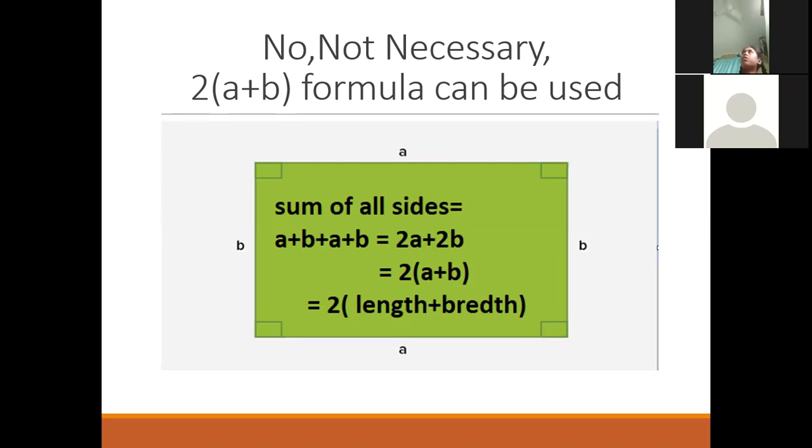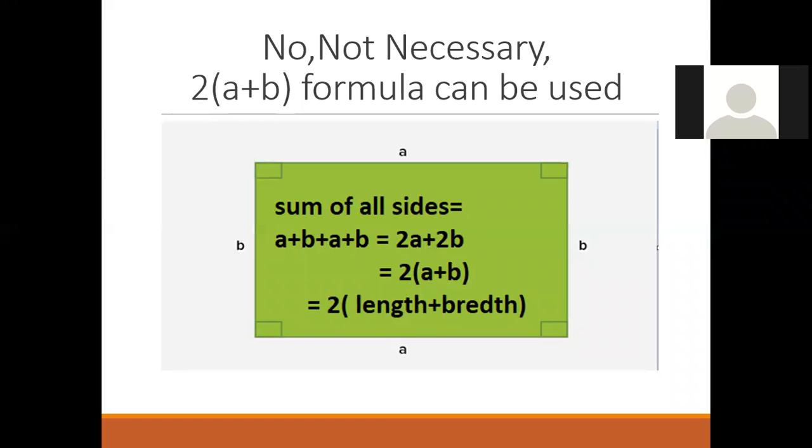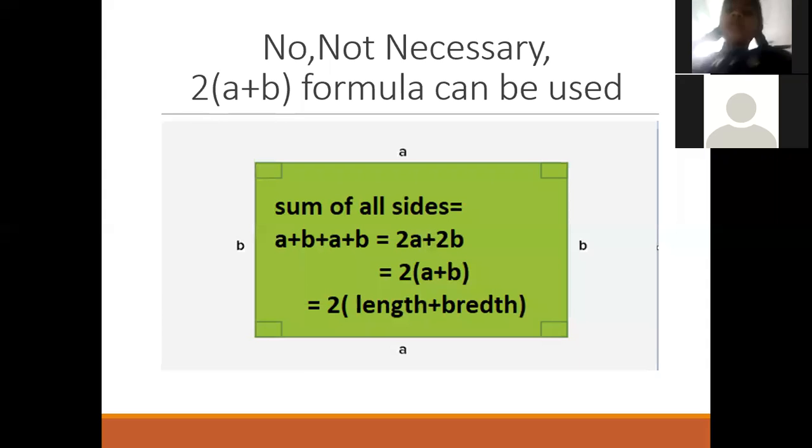Okay, so take this question. Find the perimeter by formula. Diagram is here: 12, 5, 12, 5. Formula is 2 into L plus B, length plus breadth. This is the formula. So 2 into 12 plus 5, that is 34. Find the perimeter, not directly, just by using the formula.